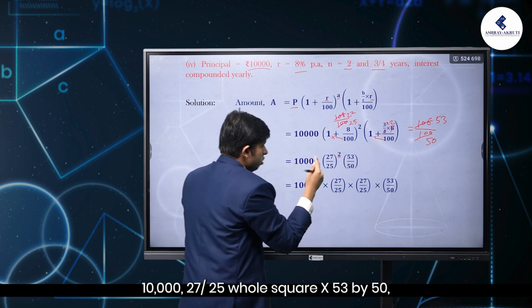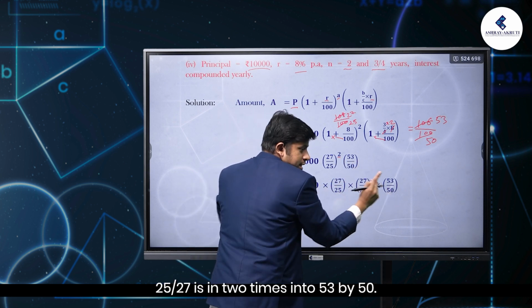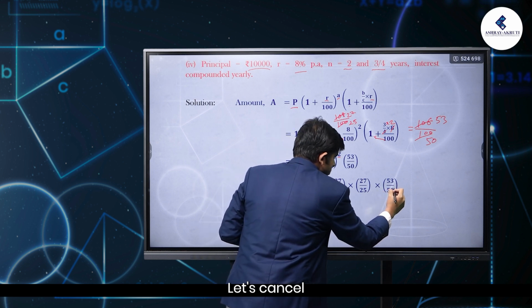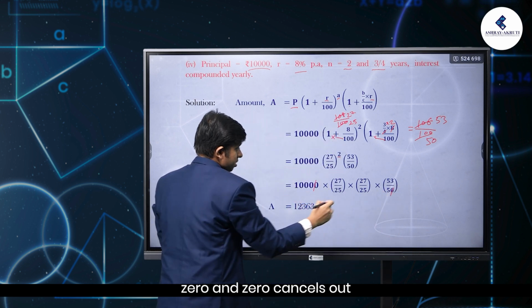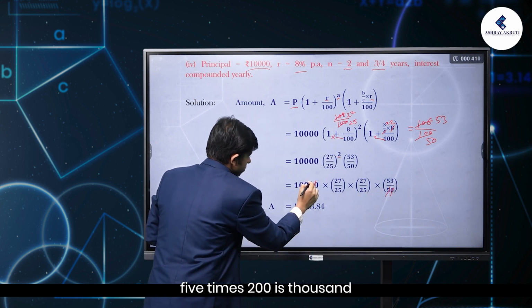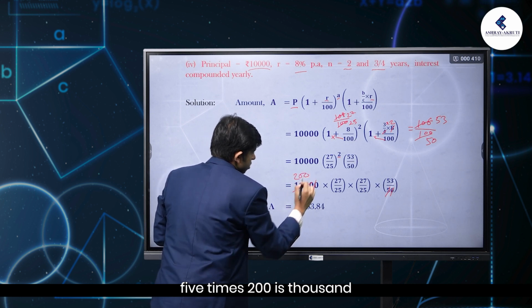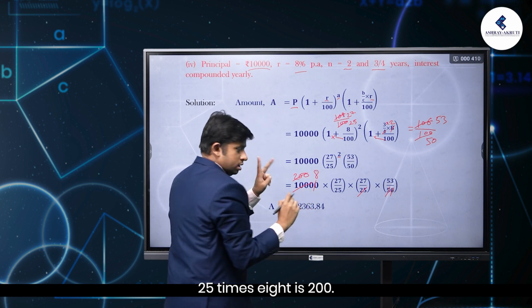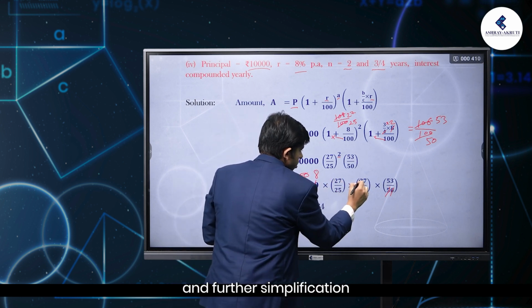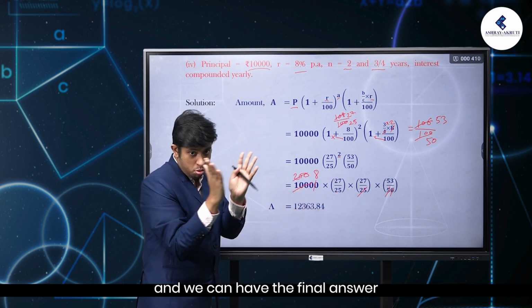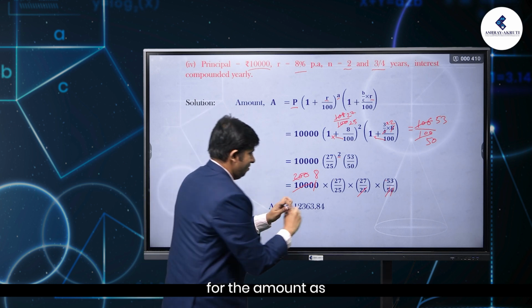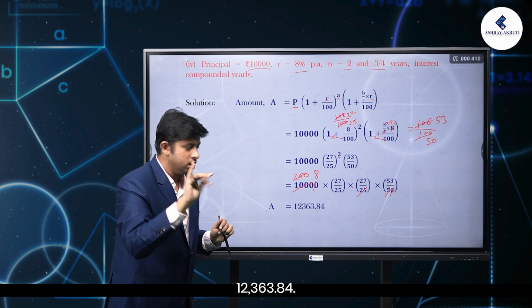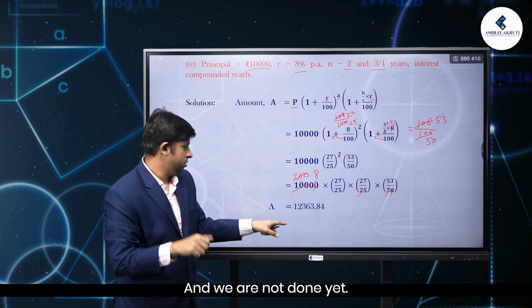10,000 into 27 by 25 whole square into 53 by 50. Let's cancel. 0 and 0 cancel out. 5 times 200 is 1,000. 25 times 8 is 200. And further simplification can be done, and we have the final answer for the amount as 12,363.84. And we are not done yet.